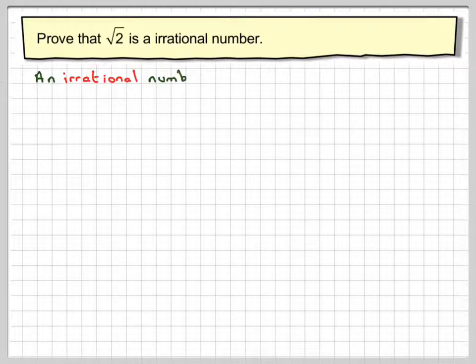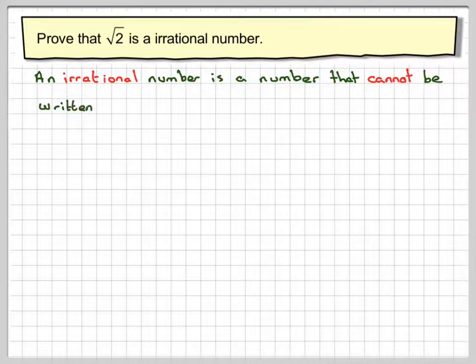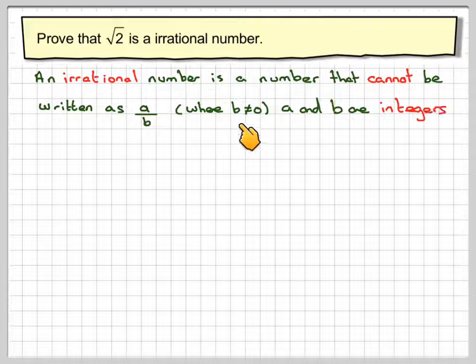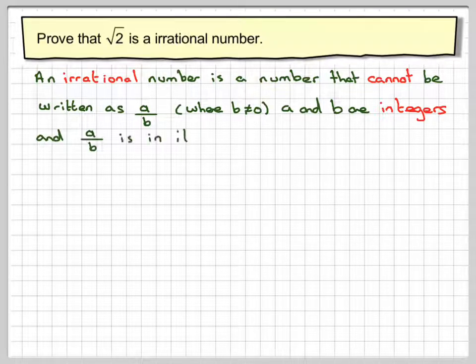An irrational number is a number that cannot be written as a fraction a over b, where b is not equal to 0 and a and b are integers. Also, a over b must be in its lowest form. Okay, so you can't have 2 over 4, it must be like 1 over 2. So you must really understand that before we go ahead and prove that root 2 is an irrational number.